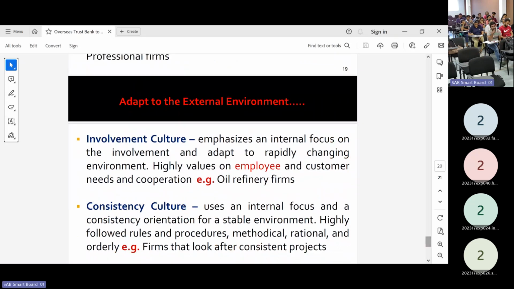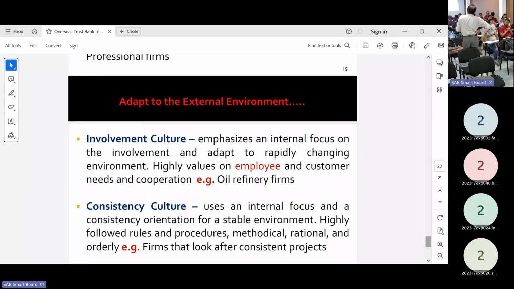The last two, we can finish the whole lesson now. The involvement culture emphasizes an internal focus and tries to adapt to the rapidly changing environment. These organizations highly value employees, customer needs and cooperation. Examples are oil refinery firms like BP and Indian Oil, IOC. Now some companies are about to come to Sri Lanka, but have not yet come. Sinopec should come first, but the Minister has said it would come in the middle of September.